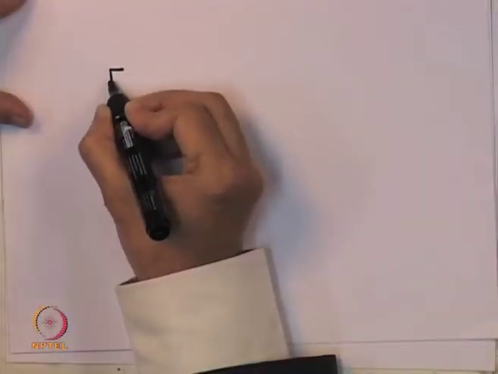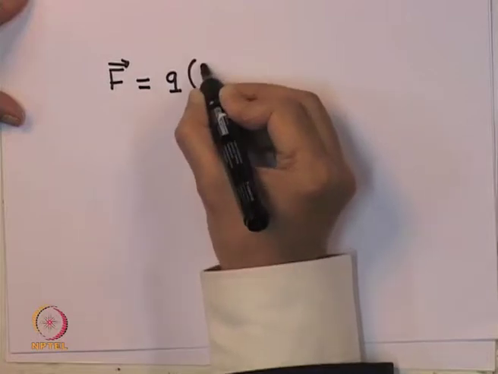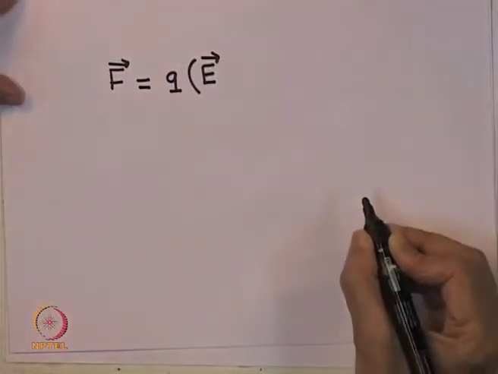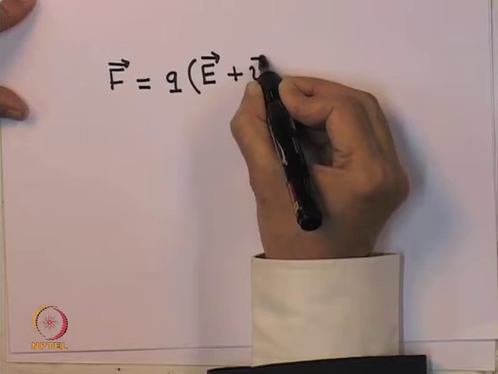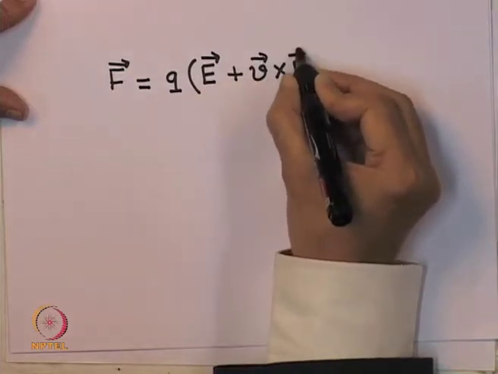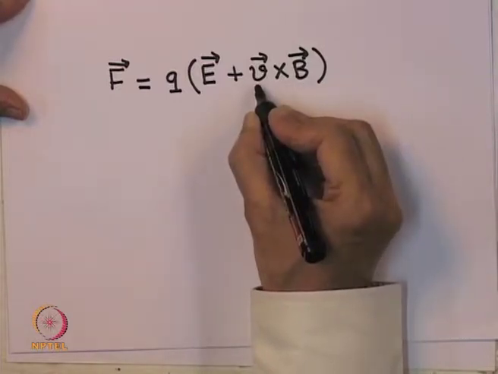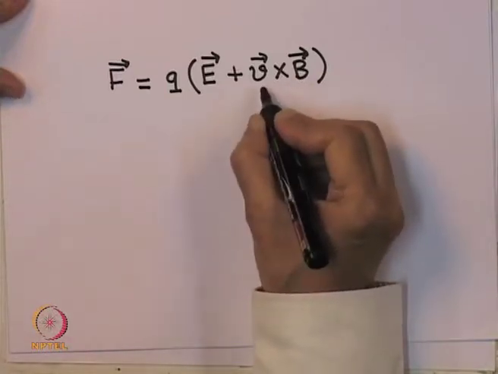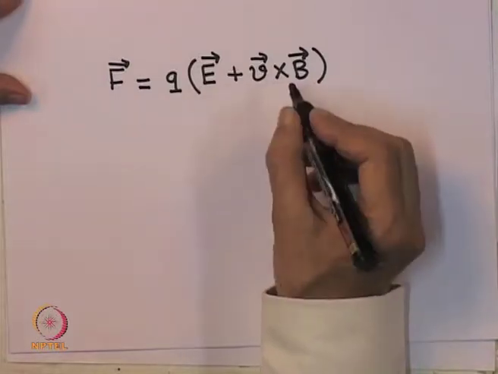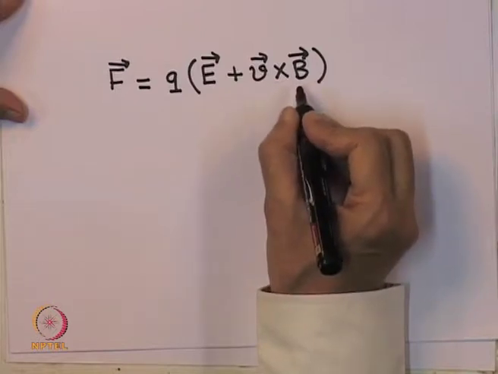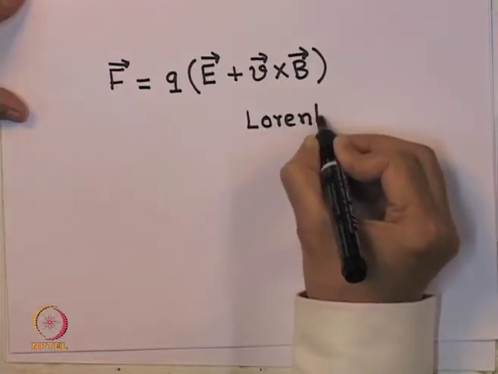So, if I have an electric and a magnetic field, the net force is given by Q, which is the charge, times the electric field, plus V cross B. Now, notice that this force due to the magnetic field is expressed as a cross product of the velocity with the magnetic field, which means if the charges were static, it will only experience an electric field, but in order that it experiences a force in a magnetic field, the charge must be moving. This is known as the Lorentz force expression.